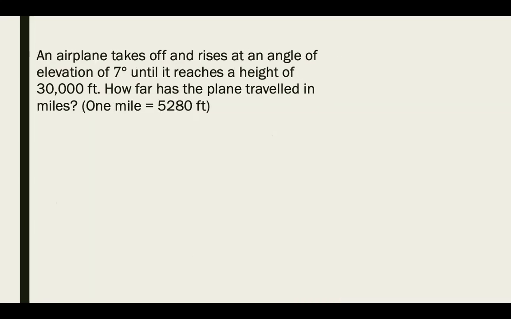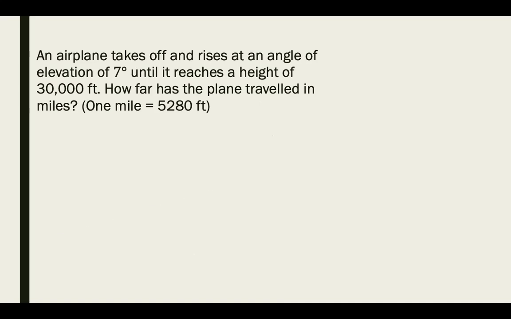All right, let's look at another problem. An airplane is going to take off and rise at an angle of elevation of 7 degrees until it reaches its cruising altitude of 30,000 feet. So how far has the plane traveled in order to reach that cruising altitude? And we're going to report that in miles. So we're going to work in feet, and then at the end, we'll convert our answer to miles.